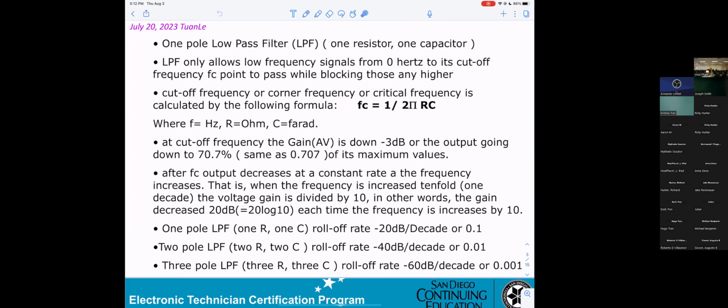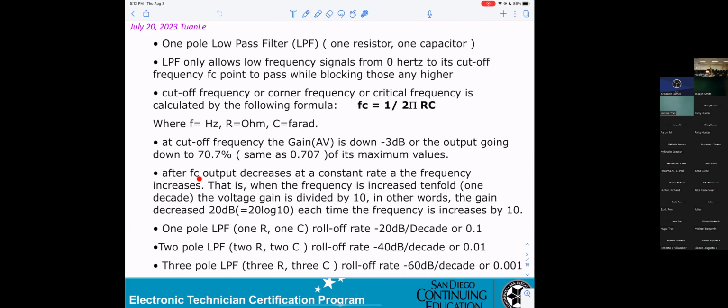The cutoff frequency, corner frequency, or critical frequency is calculated by the formula here: FC equals 1 over 2 pi RC, where F is in Hertz, R is in Ohm, C is in Farad. At the cutoff frequency, the gain is down minus 3 dB, or the output goes down to 70.7% of maximum value, equivalent to 0.707.